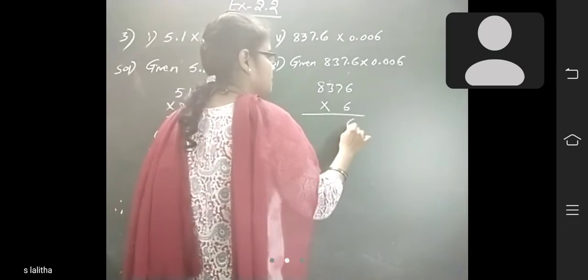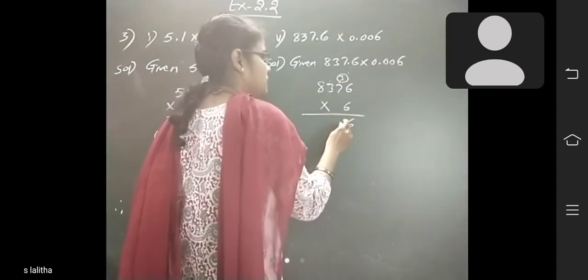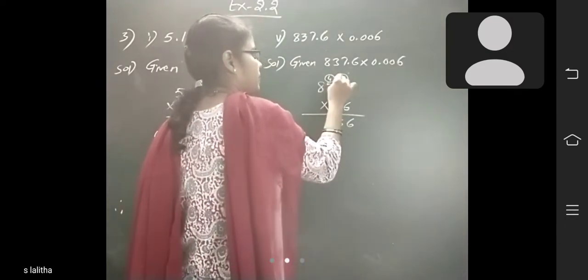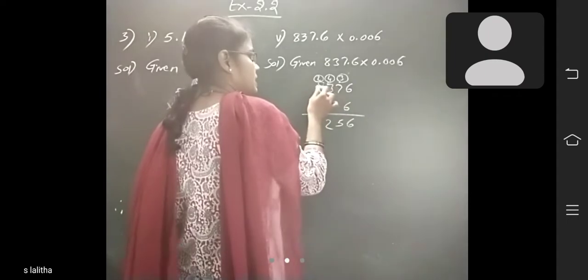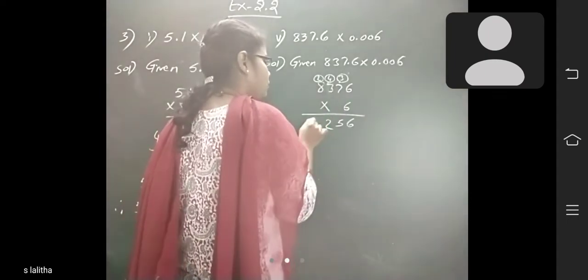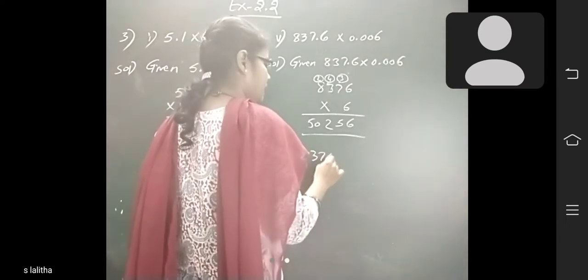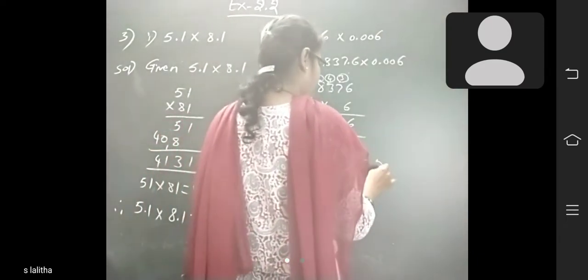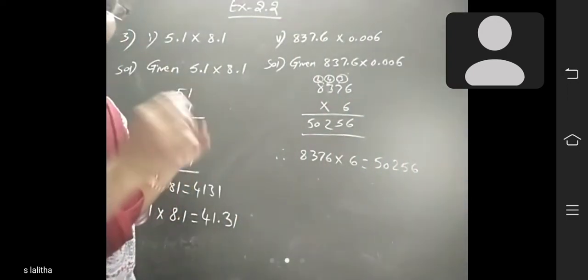Multiply. 6 6s are 36. 6 7s are 42. 42 plus 3 is 45. 6 3s are 18. 18 plus 4 is 22. 6 8s are 48. 48 plus 2 is 50. So therefore 8,376 into 6 is equal to 50,256 is the answer. Now keep the decimal point.